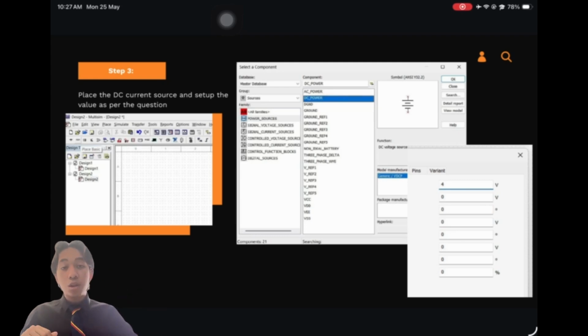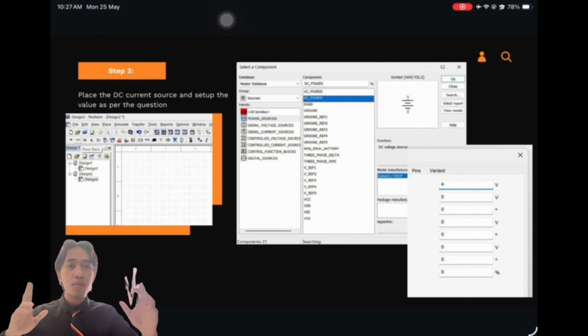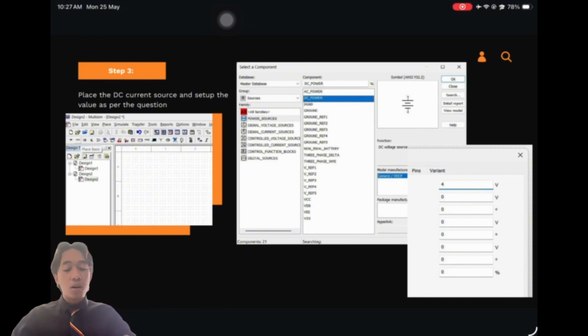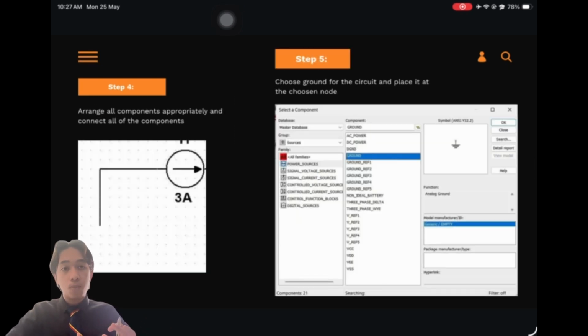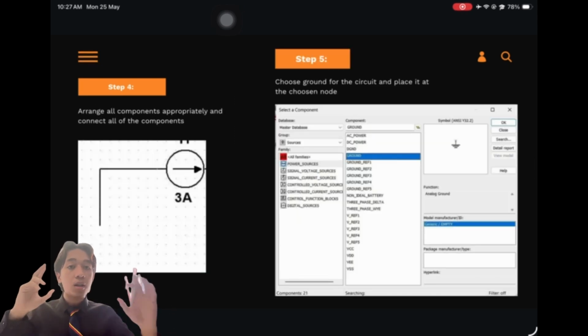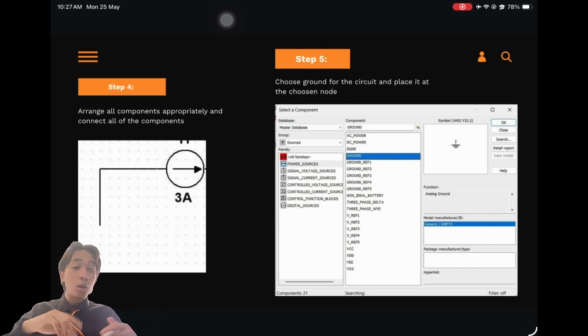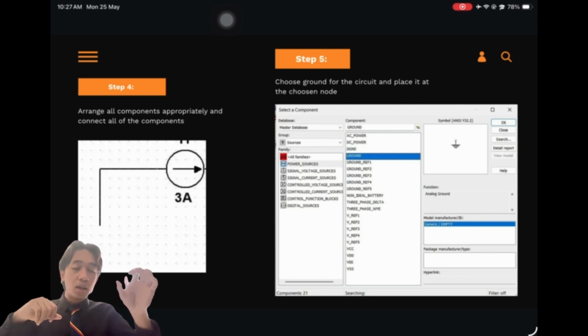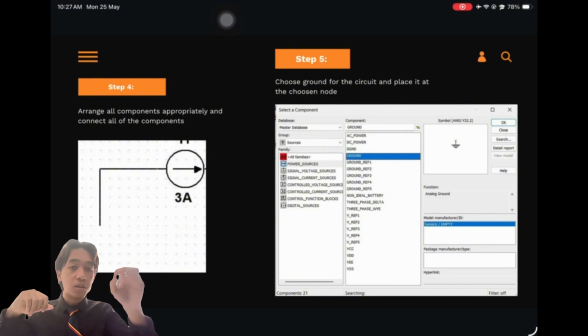Now we are moving on to step 3, where first we have to look at the menu and select Place Basic. Then in Place Basic, we choose the DC power supply and set up the value as per the question. Now we are moving on to step 4. In step 4, we have to arrange all the components appropriately and then connect them. The way to connect is by using your mouse on the computer, selecting the end of each component, and connecting it to the other one.